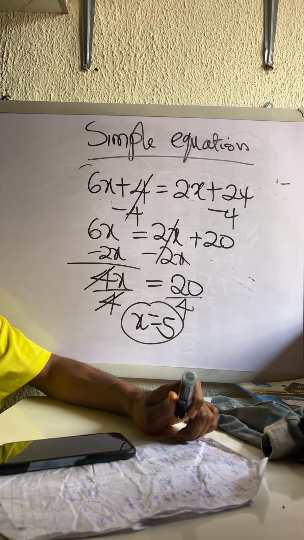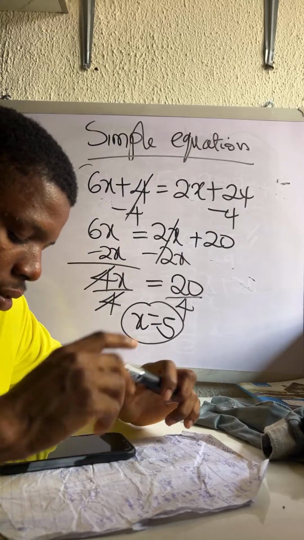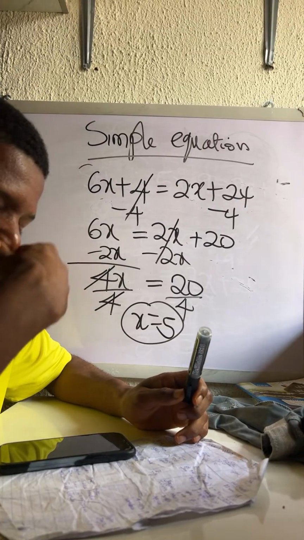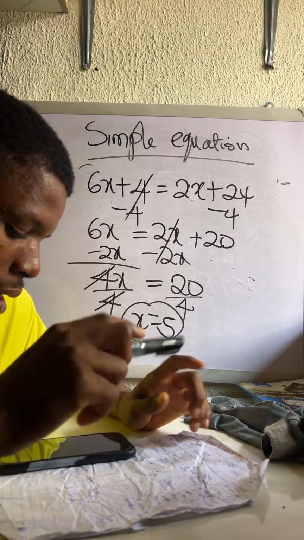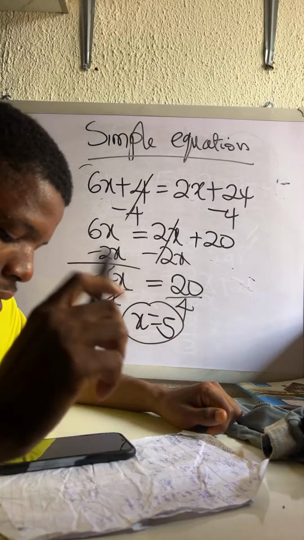This is very simple. We are trying to solve simple equations where the variable is on both sides of the equation. So this is exactly simple. The value for x here is actually 5.